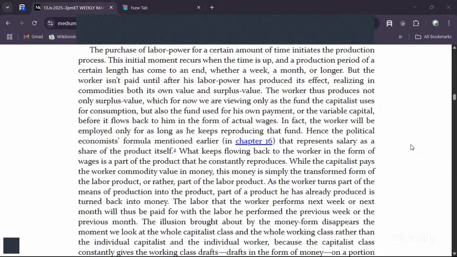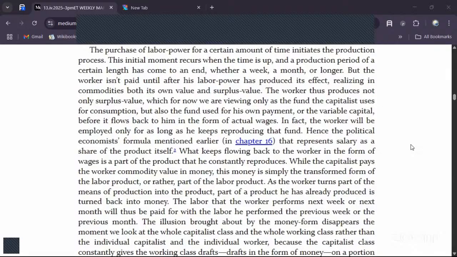In fact, the worker will be employed only for as long as he keeps reproducing that fund. Hence, the political economist's formula mentioned earlier in chapter 16 that represents salary as a share of the product itself. Now, what keeps flowing back to the worker in the form of wages is a part of the product that he constantly reproduces. While the capitalist pays the worker commodity value in money, this money is simply the transformed form of the labor product, or rather part of the labor product.